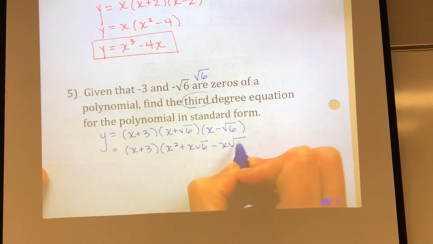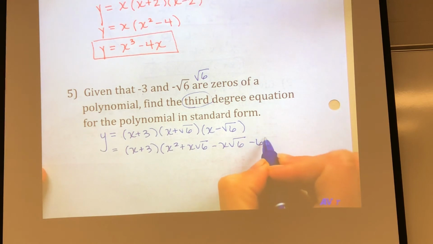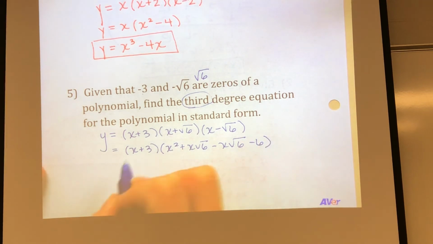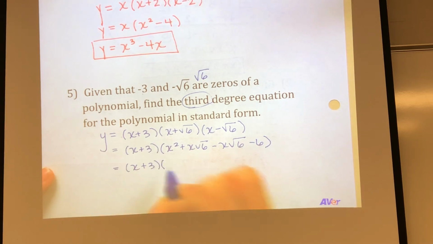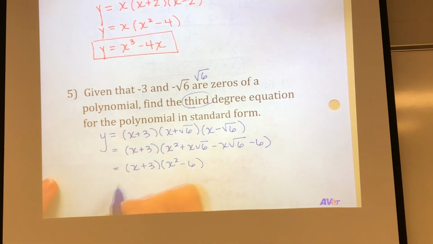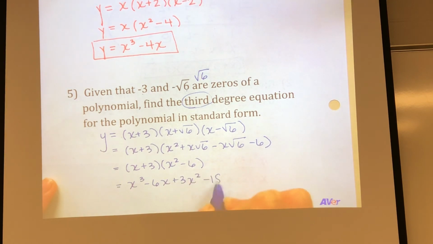So when we multiply this one out, we'll see how those square roots end up canceling each other. You know I hate that word, but they will equal 0 here in the middle. So we have x plus 3 times x squared minus 6, and now we don't have square roots anymore. That's why I wanted you to do those first, because it eliminates the square roots, which makes it easier to multiply. So we have x cubed minus 6x plus 3x squared minus 18.